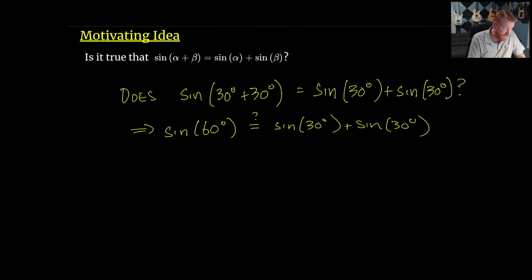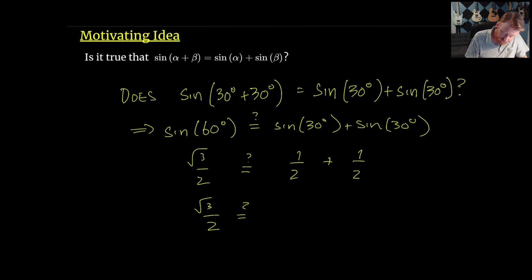Well, we know that the sine of 60 degrees is the square root of 3 over 2. And we're asking, is this equal? And we know that the sine of 30 degrees is 1/2, and the sine of 30 degrees is 1/2. So what we're getting here is, is the square root of 3 over 2 equal to 1? And of course it isn't. So we are not getting a true statement here. So it is not true in general that the sine of alpha plus beta is equal to the sine of alpha plus the sine of beta.